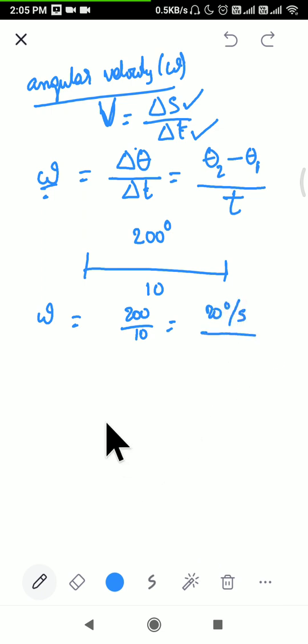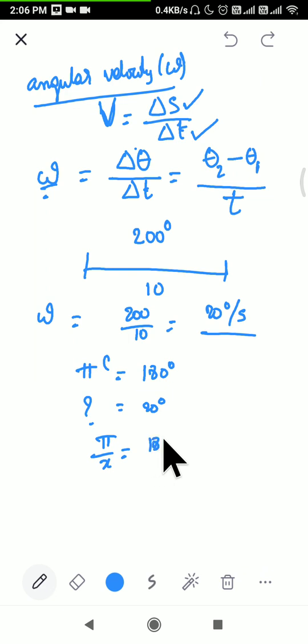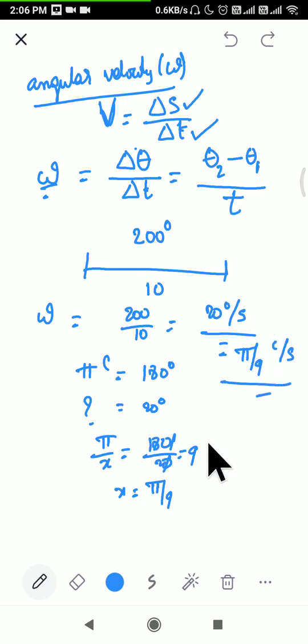To convert this to radians per second, we use pi radians equal to 180 degrees. Now, what is 20 degrees? pi by x is equal to 180 by 20, that is 9, so x is equal to pi by 9. So this is pi by 9 radians per second. This is how we calculate it over a period of time.